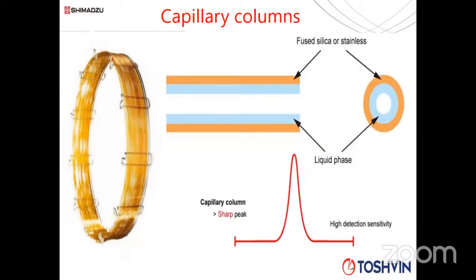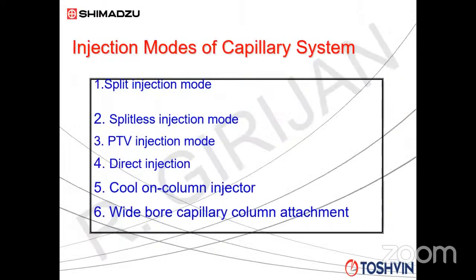I'm not getting into too much discussion on the column. The column itself is a very, very vast topic. And injection mode, sample introduction systems: there are different ways by which you can introduce the sample into the GC. Split injection mechanism, splitless injection mechanism, PTV injection mechanism. PTV stands for Programmable Temperature Vaporizer Injection System. Direct injection mechanism, cool on-column injection mechanism. So there are different types of injection mechanisms, that is, sample introduction mechanisms available depending upon the application.